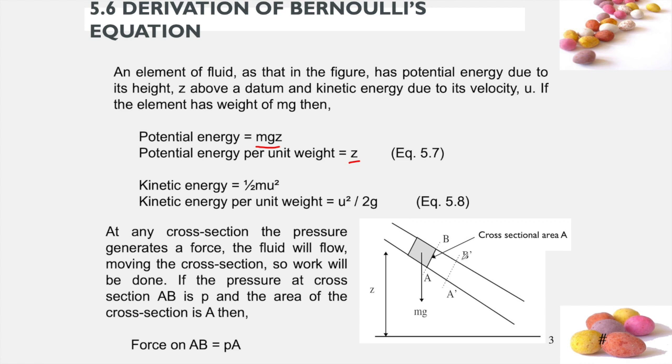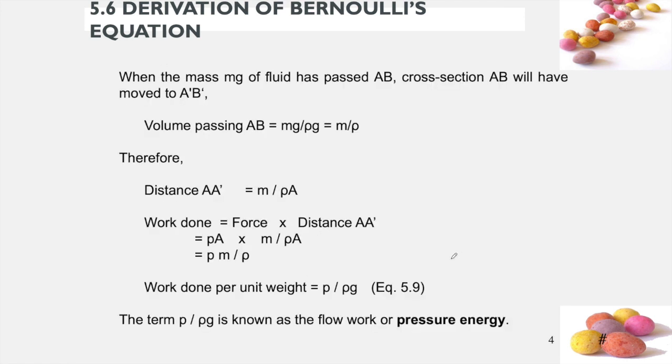The pressure generates a force. The fluid will flow, moving the cross section, so work will be done. If the pressure at cross section AB is P and the area of the cross section is A, then the force applied on AB is equal to PA. When we derive this, we get that the pressure energy term is equivalent to P over rho g, in other words, work done per unit weight.